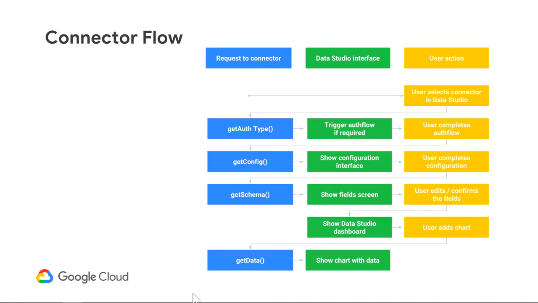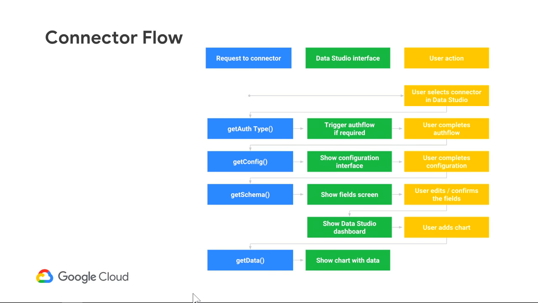So you might be wondering what's actually going on behind the scenes when I went through all those actions. There are three main categories in this connector flow: requests that are made to your Apps Script connector code, the Data Studio interface, and the user interaction on the interface itself. First, the user selects the connector in Data Studio. In my case, that was when I searched for the Stack Overflow connector. After that, we make a quick call to getAuthType, an additional function you provide that says what sort of authentication your connector needs. If necessary, we trigger an auth flow. In our case, we had already authorized that connector, so that was unnecessary.